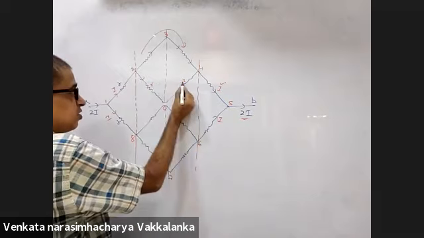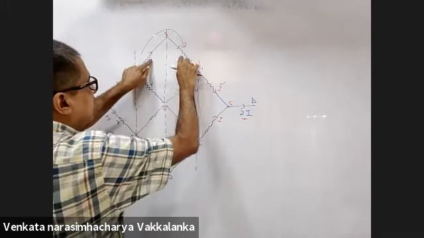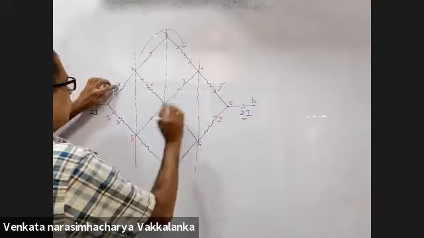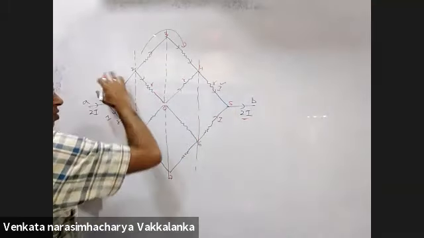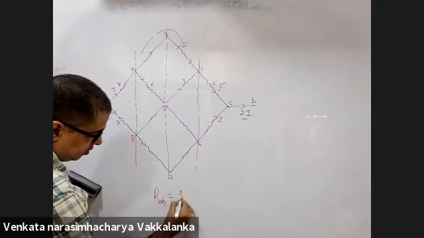What is the equivalent resistance? 2R. 2R and 2R are in parallel. What is the equivalent resistance? R. R and R are in series. 3R. 3R and 3R are in parallel. 3R by 2. Resistance.